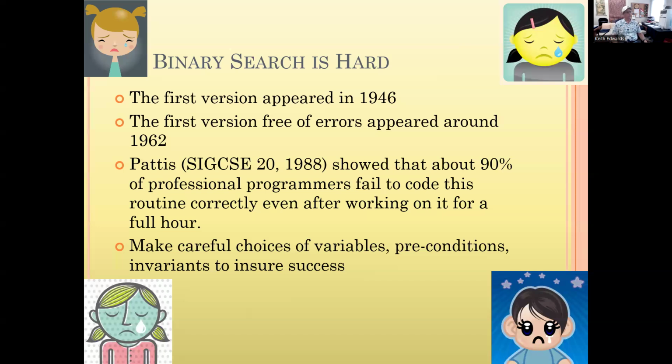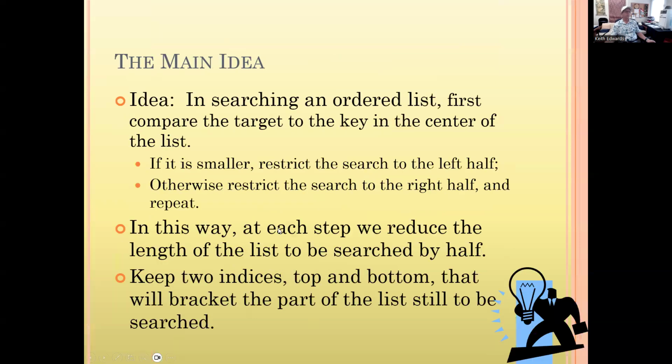There were some studies done, one in particular, Pattis, from the Special Interest Group on Computer Science Education in 1988, showed that about 90% of professional programmers failed to code this routine correctly, even after working on it for a full hour. So it's not an easy algorithm, even though it's fairly easy to describe. It's difficult to code. So you have to make careful choices of variables, preconditions, and invariants to ensure its success.